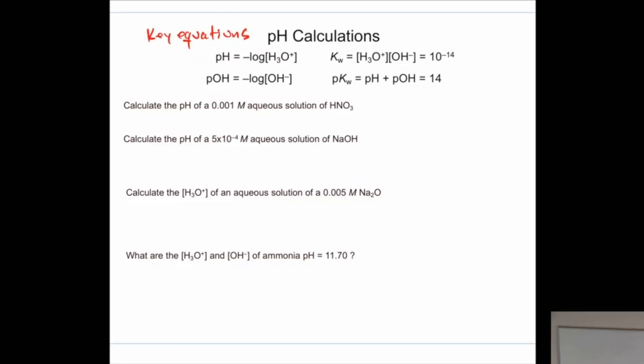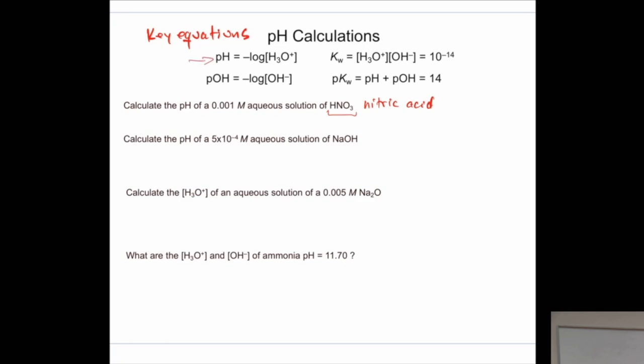Calculate the pH of a 0.001 molar aqueous solution of, anyone know what this is called? We haven't talked about the names of these acids yet. Anyone happen to recognize this one? Nitric acid. Okay, so I'll start you off slowly. We want to know what the pH is. The pH is a numerical representation of the concentration of hydrogen ions that are in solution, otherwise known as hydronium ions. So we're going to use this equation.